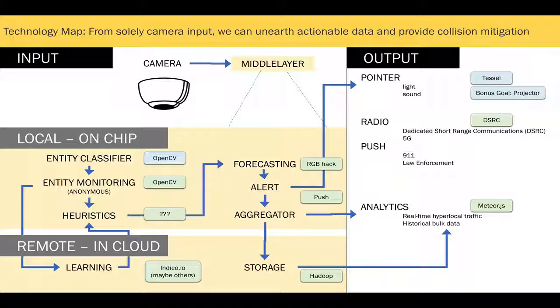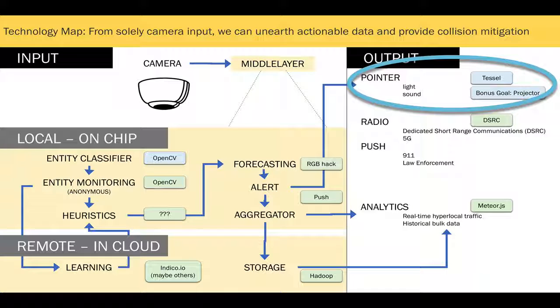As a reminder, I'm working on a way to build a two-axis servo turret that will highlight different dangerous parts of intersections in real time. In a previous deliverable, I showed this technology map, and so right now I'm zeroing in on the upper right, where we can output via the pointer servo. I'm using light and also possibly sound.